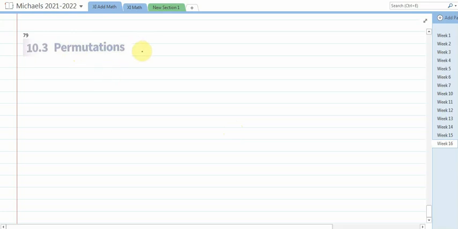It says different arrangement of letters is called a permutation, right? Now in permutation what we focus on is the order. Now what do you mean by order?